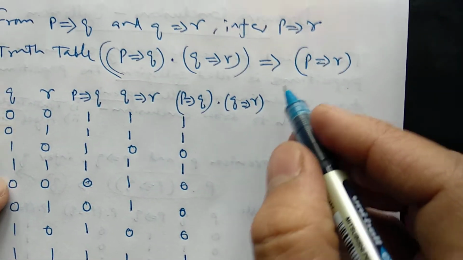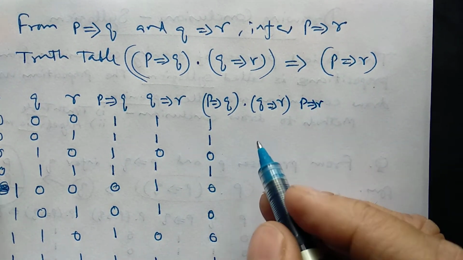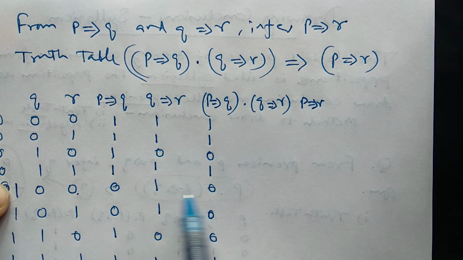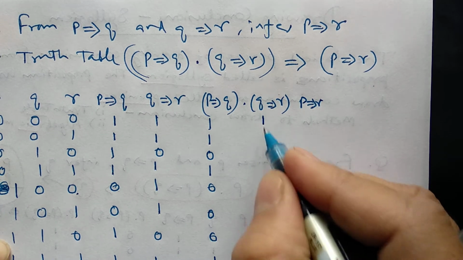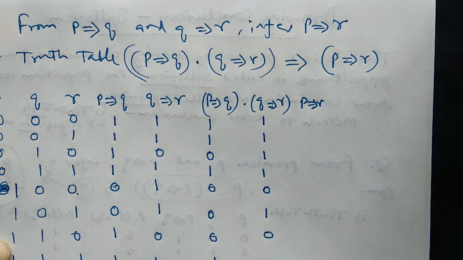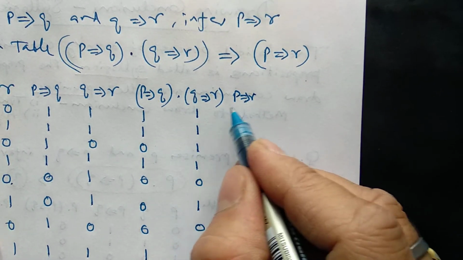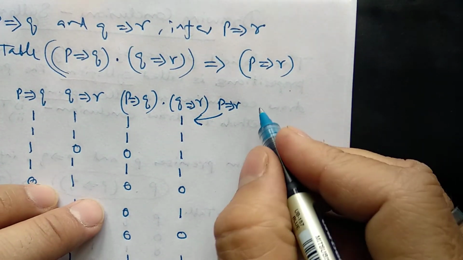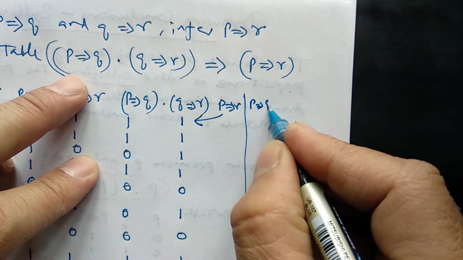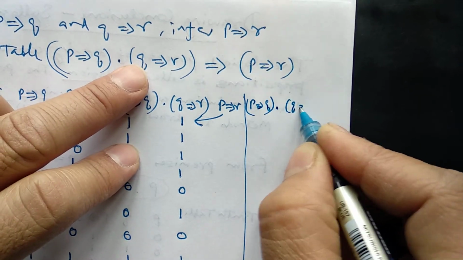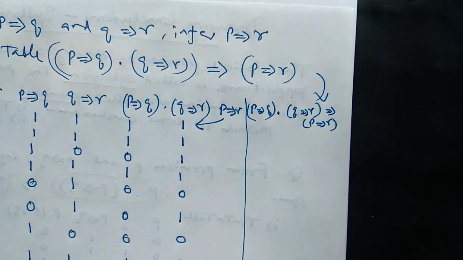Now the right side term is P implies R. If P is 1 and R is 0, then 0, otherwise 1. Right? So this is the answer of this particular expression. Now we write the final result here, and the final result is P implies Q and Q implies R implies P implies R.